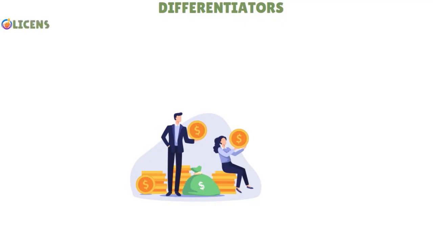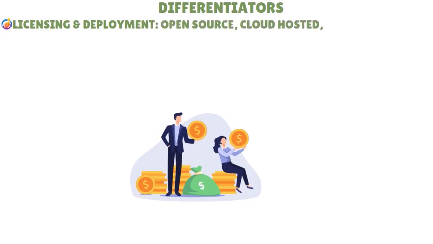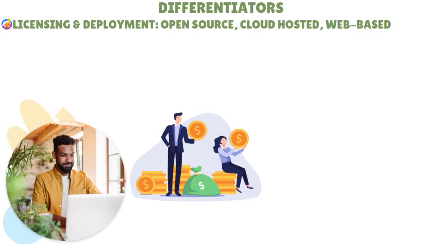Now, when we talk about licensing and deployment, for instance, you have open source, you have cloud hosted, you have web based. And you have support. The support can happen in multiple ways: chat, phone support, but also now the phone support is 24/7.